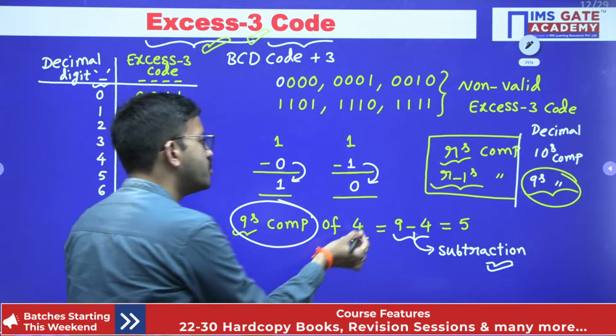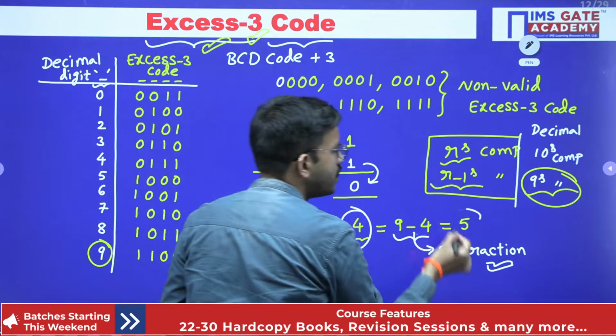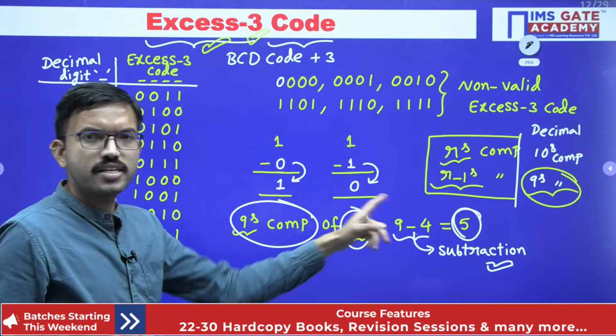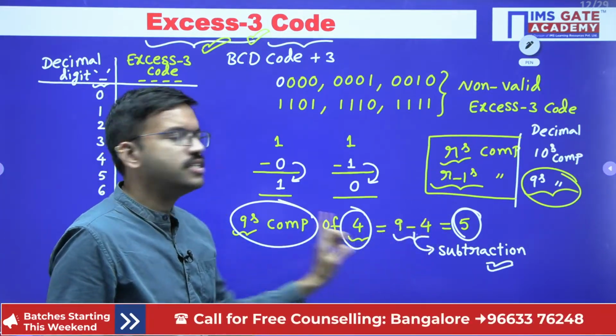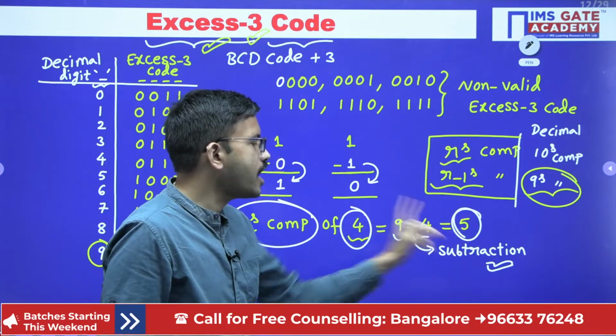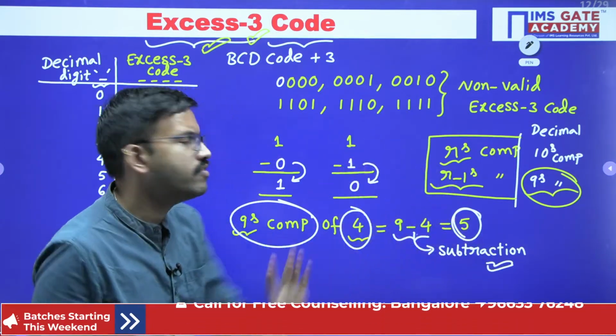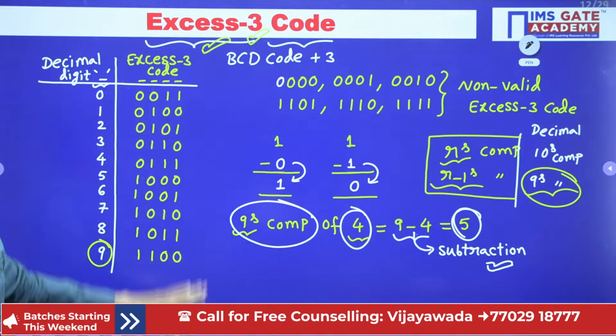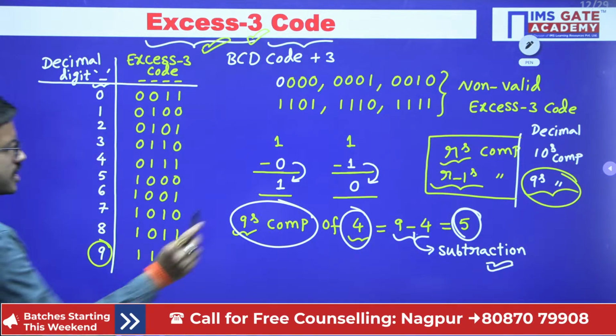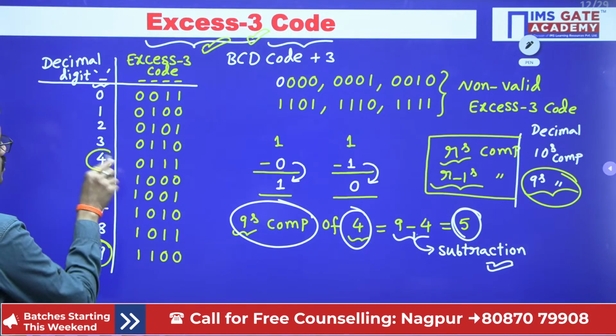I want to get the 9's complement of 4. The final answer is what? 5. The final answer is 5. Now, without performing the subtraction operation, if I am going to get this final answer, I will just show you how I am going to get it with the help of XS3. Just carefully observe. Here I have considered the number 4.